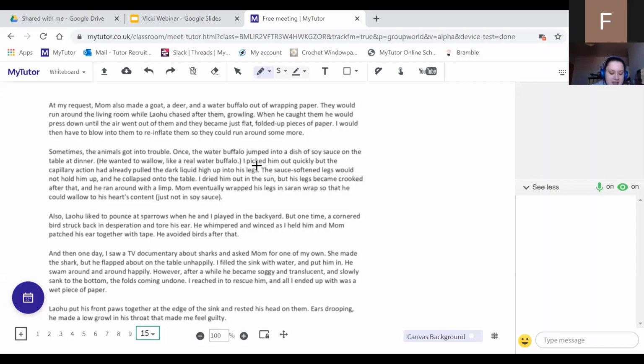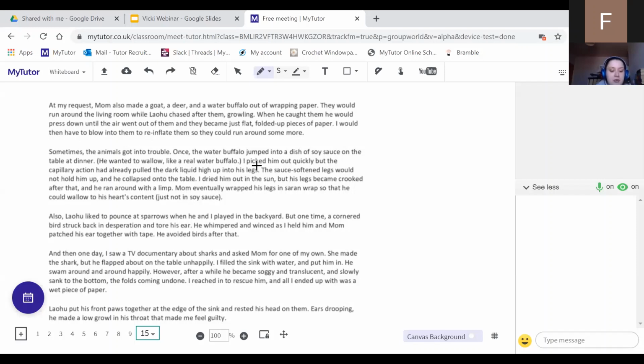And then one day I saw a TV documentary about sharks and asked Mum for one of my own. She made the shark, but he flapped about on the table unhappily. I filled the sink with water and put him in. He swam around and around happily. However, after a while he became soggy and translucent and slowly sank to the bottom, the folds coming undone. I reached in to rescue him, and all I ended up with was a wet piece of paper.